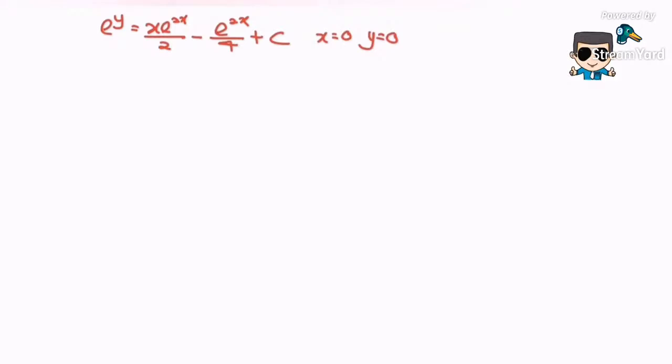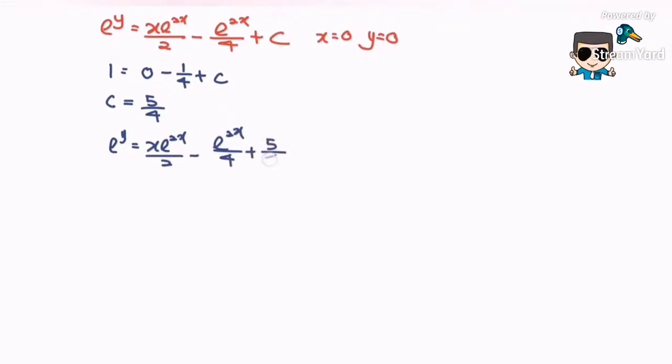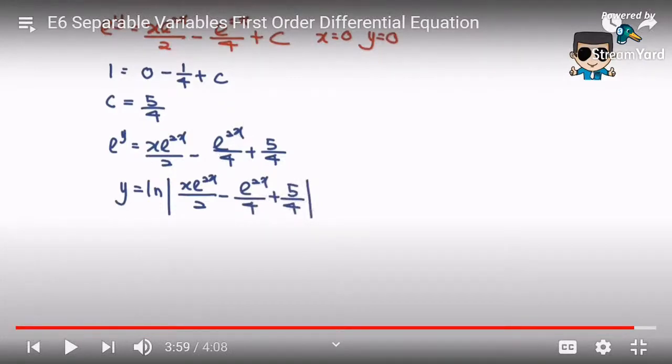So e^0 will obtain 1 equals 0 minus 1/4 plus c. So c will be equal to 5/4. So in here, e^y is equal to x e^(x/2) minus e^(x/2)/4 plus 5/4. Express the situation y in terms of x. So we will have y equals ln with the modulus x e^(x/2) minus e^(x/2)/4 plus 5/4. So here. Boleh? So, ini adalah kaedah.